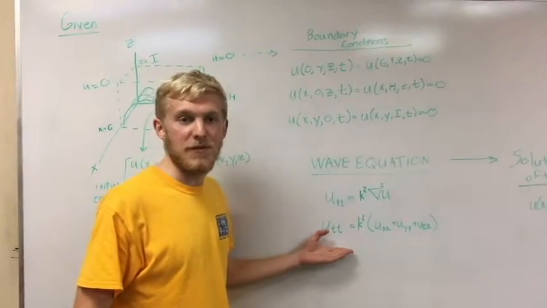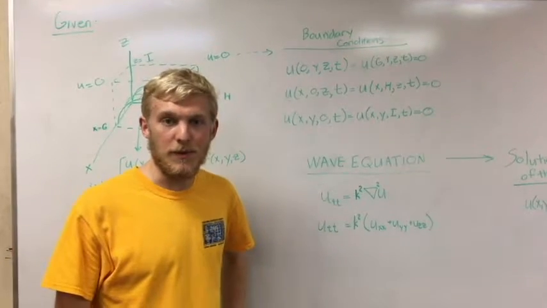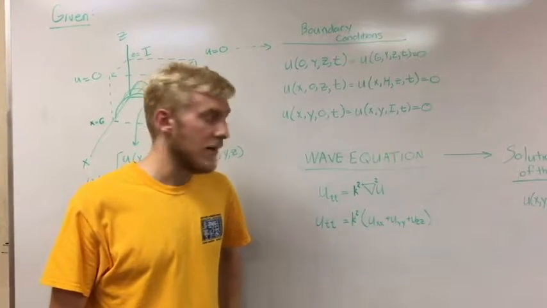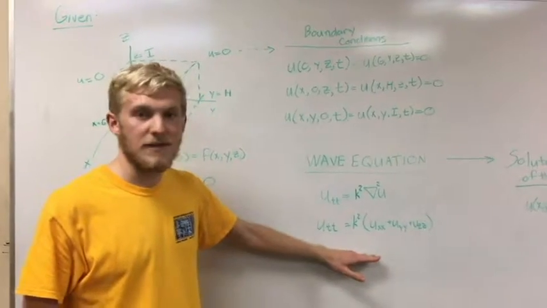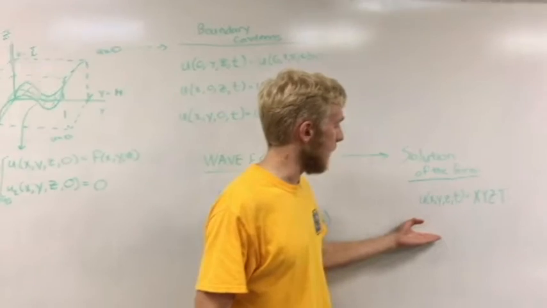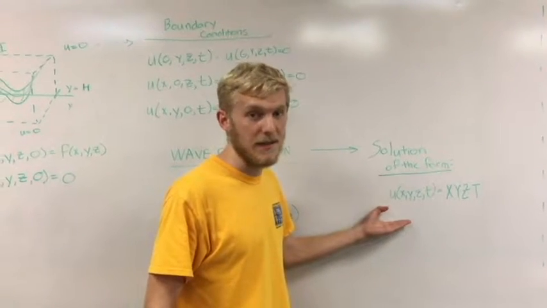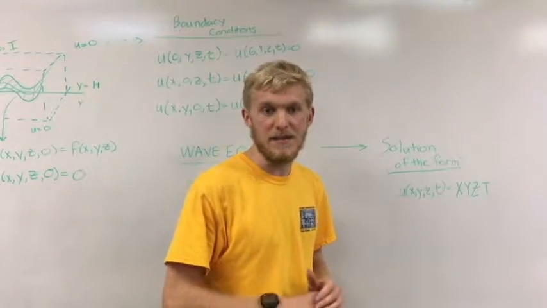Now, as mentioned before, the wave equation itself is of the form u_tt equals k squared times the Laplacian of u, which can be rewritten as this function here. The solution we're trying to find is of this form: u(x, y, z, t) is equal to some function of x, y, z, and t.